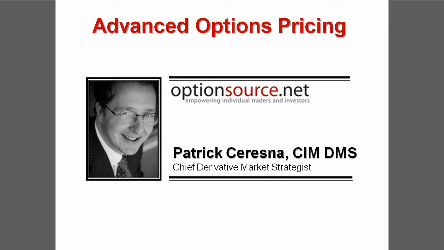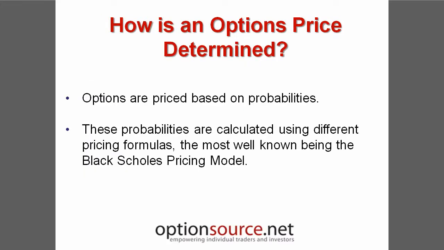In this Options Trading Advanced series, we'll discuss in deeper detail the options pricing. When looking at an option chain, there are many different expiration months and strike prices available. So how is the price of each option contract determined? Quite simply, options are priced on probabilities. These probabilities are calculated using different pricing methods, the most well-known being the Black-Scholes pricing model.